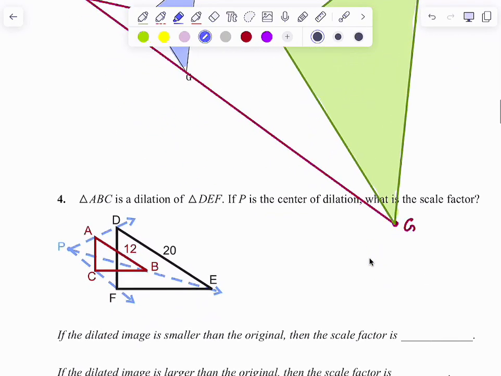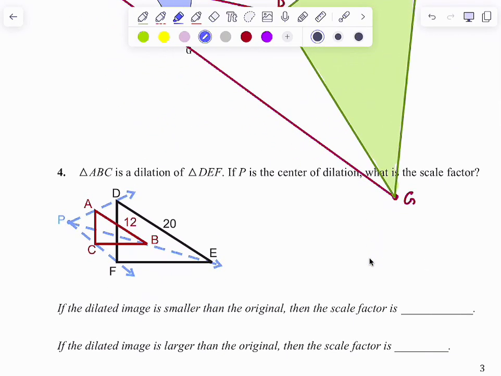All right. Go to this problem. It says ABC is a dilation of triangle DEF. P is the center of dilation. You can see that P is the center. The way they drew these arrows is a little bit deceiving. It makes you think the red is the original one and the black is the new one, but that's not actually the case. It says this one is a dilation of that one. So this is the one that was the starting one.